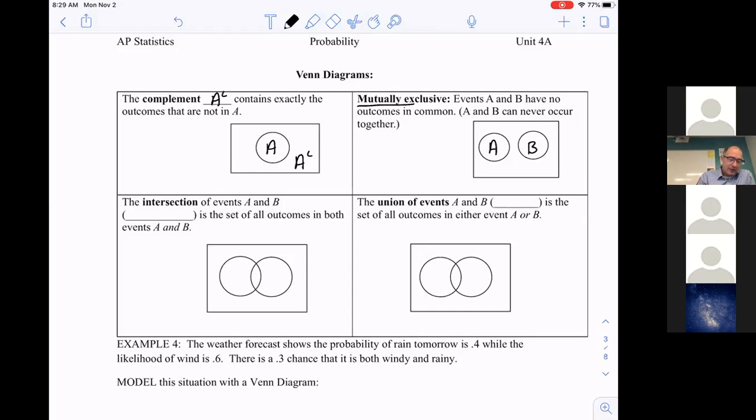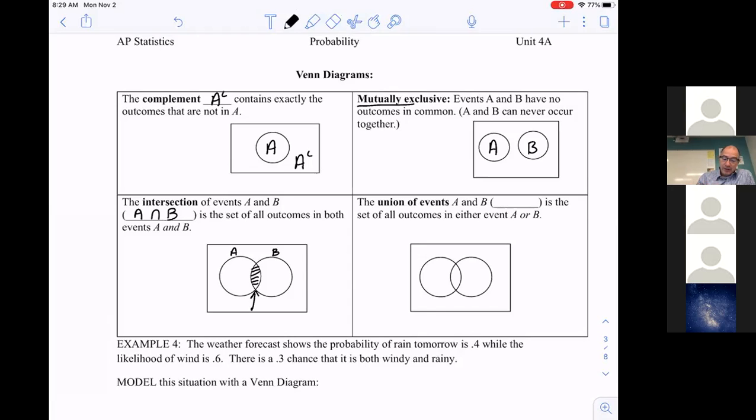The intersection, notation wise, is A intersect B. So this is going to be event A, and this is going to be event B. What we're looking at is this shaded region, which is the intersection of those two. So again, we're trying to understand notation and terminology. That's what we're looking for.